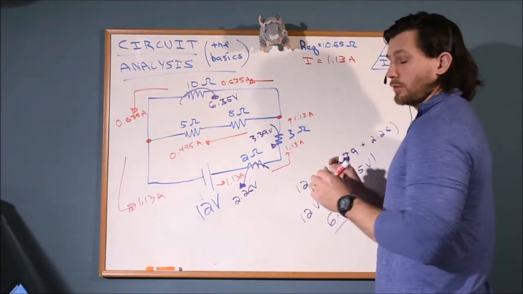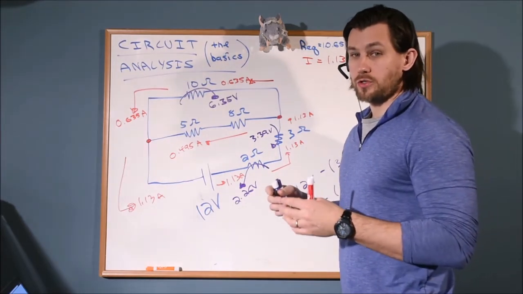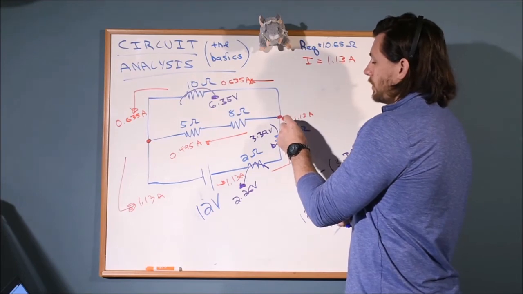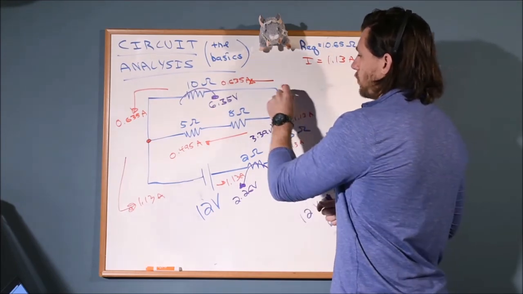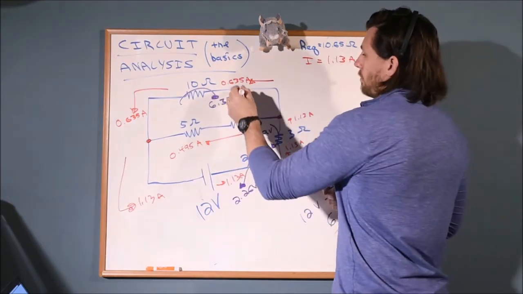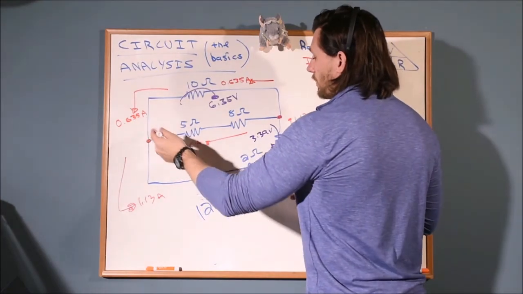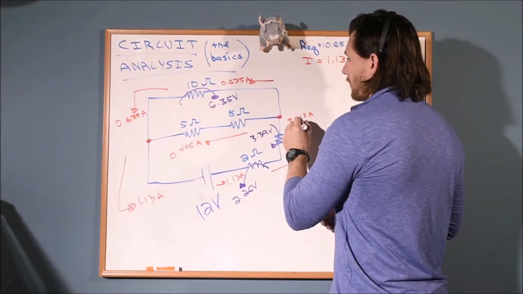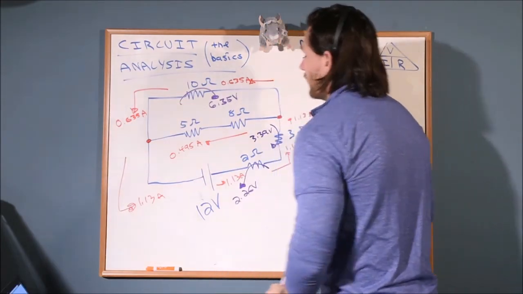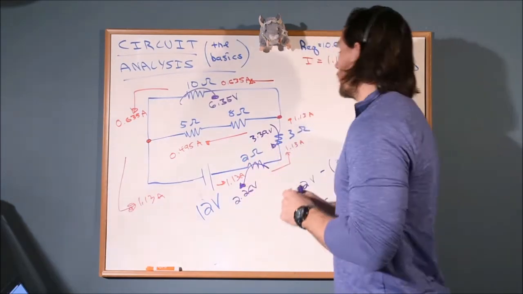Again, talking about the water analogy, the voltage is the pressure, the current is the water itself. 1.13 go into this junction. Some of the water goes to, I don't know, your bathroom. Some of it goes to the kitchen. 0.635 go here, which means whatever's left over must go here, which is to say 1.13 minus 0.635 equals 0.495. And again, if you can play 2 out of 3, you must play 2 out of 3.